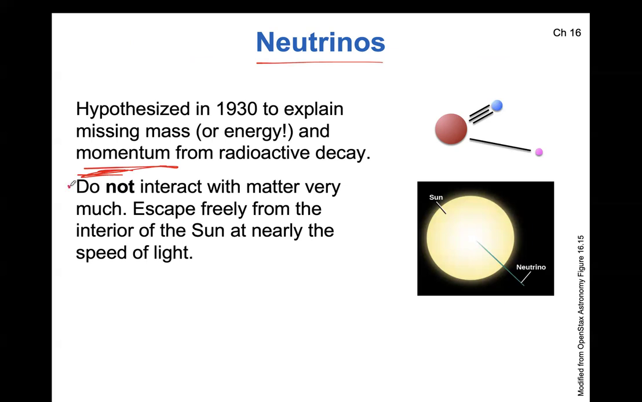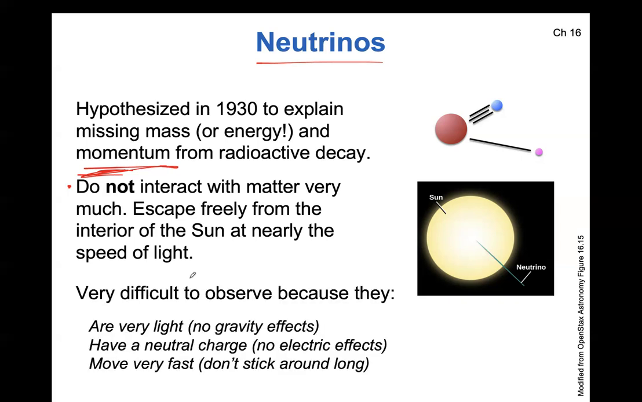The long-running understanding of them, which has been confirmed many times over, is that they don't interact with matter very much. Really, they can just pass through matter. They escape freely from the interior of the sun at nearly the speed of light. That's a pretty minimal interaction. Remember, the photons take tens of thousands, 100,000, up to 1,000,000 years to make their way out. A neutrino just heads out in a split second. Well, does that mean that we can even detect them? They interact with matter so weakly, then how do we even confirm they exist?